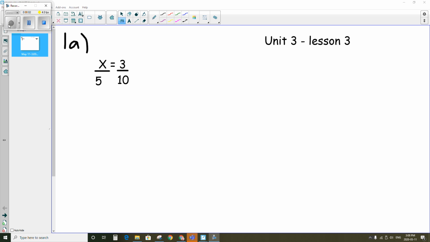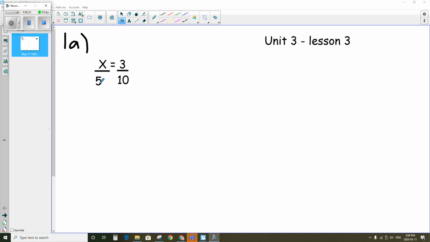Hi everyone. So I thought I would get you started with the homework for today by going through question 1A. Question 1A says, remove the fraction by multiplying each equation by the appropriate integer. Do not solve. Okay, we're not going to solve this. All we want to do is get rid of the denominator values at the bottom.